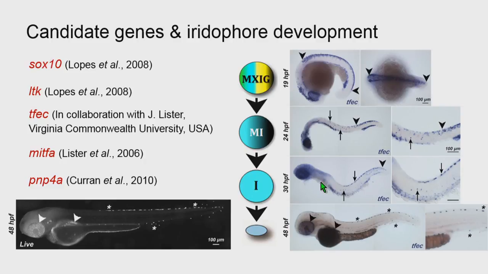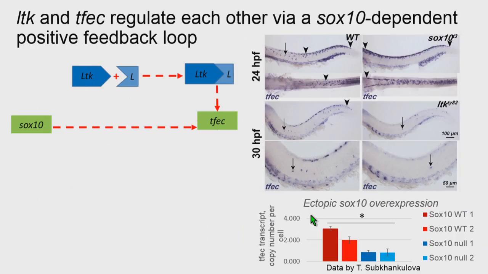At 30 hours post-fertilization, TFEC is expressed in a spotty pattern along the dorsal trunk domain of the embryo and also in ventrally migrating cells, and these cells now correspond to specified iridoblasts. And finally, at 48 hours post-fertilization, by live imaging of an embryo at this stage, we find that iridophores have a very distinct pattern, and this is exactly matched by TFEC expression.